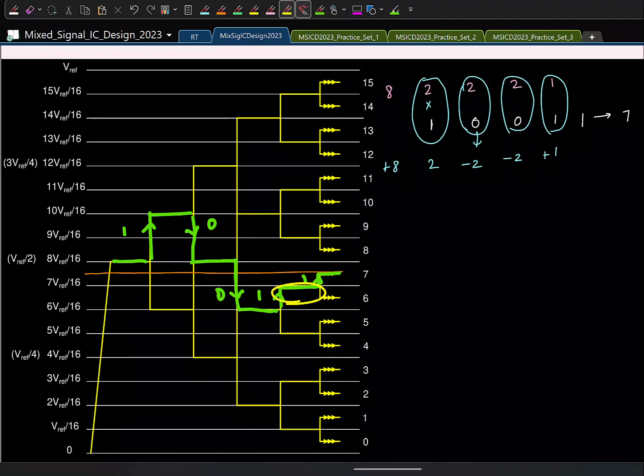But you still have one more comparison, right? So right now we are here. The last comparison we are doing, and that output is also 1. And eventually we end up at this level. Strictly speaking, if this is 7 and this is 8, what is this level?